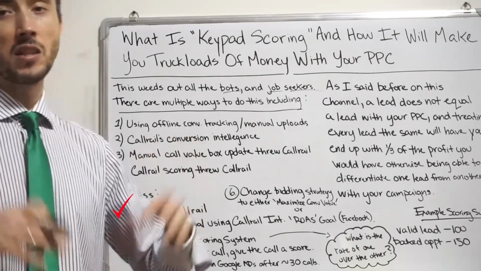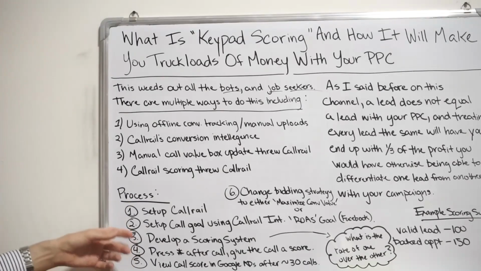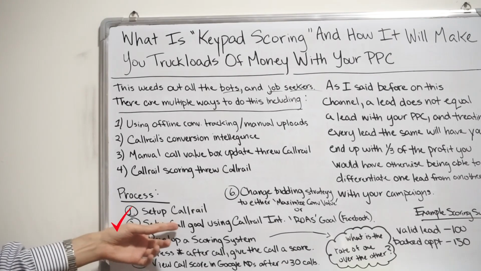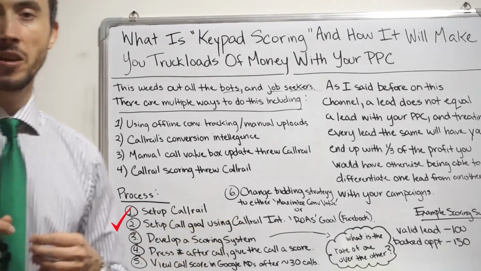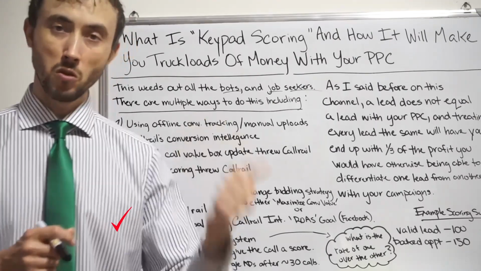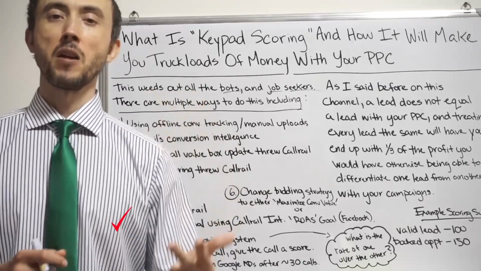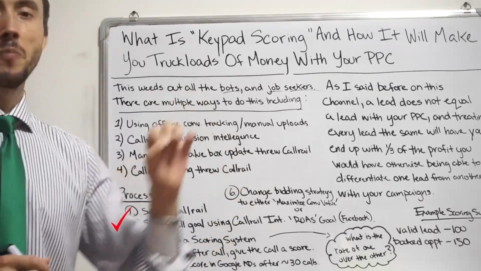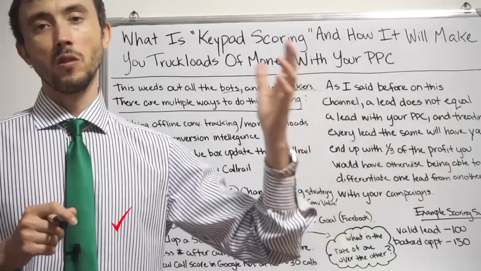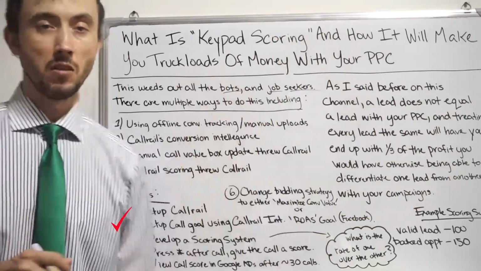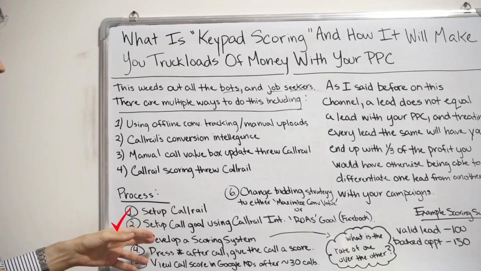Get a Callrail account, set it up on your site, all that stuff. Two, set up a Callrail goal using the Callrail integration. So if you use the Callrail integration, they have integrations with Google, Facebook, Microsoft Ads. You set up an integration so that when you get a call, that data automatically gets sent to these ad platforms, whatever you're using, okay, using the Callrail integration.